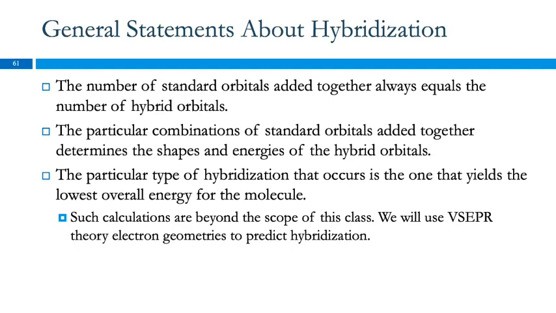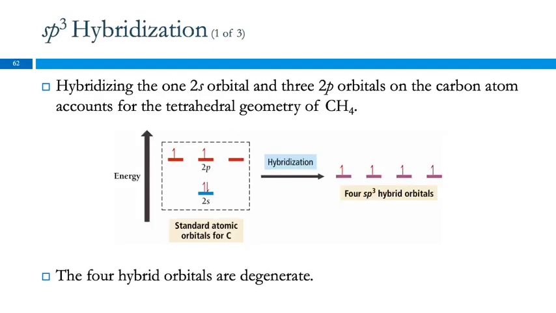The particular combination of standard orbitals that hybridize determines the shape and the energy of the hybrid orbitals. And the particular hybridization that occurs is the one that yields the lowest overall energy. These calculations are way beyond the scope of this class. So we're going to use VSEPR theory to predict the hybridization. And that works for everything we need to do. Okay, so how does this work?